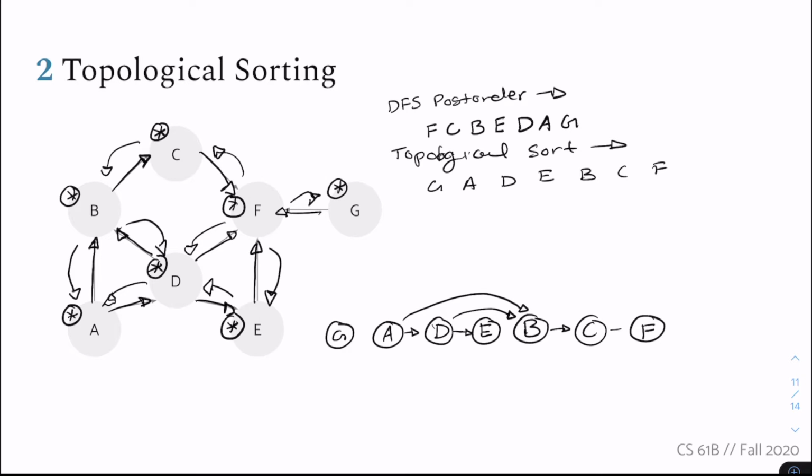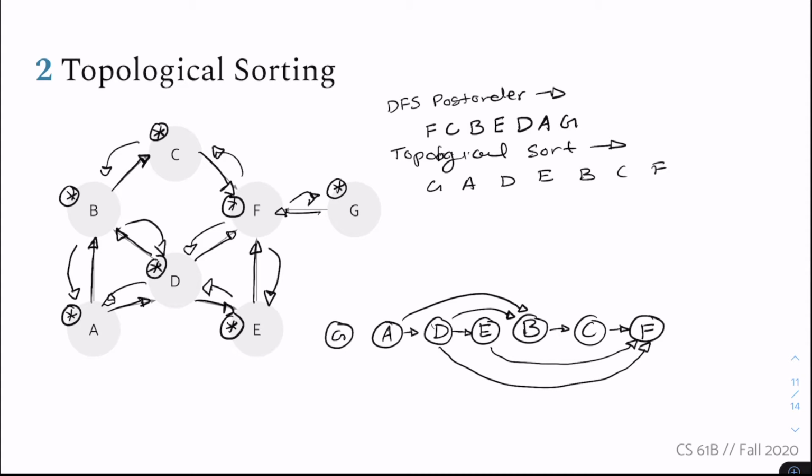It has C, it has D, it has E. I guess I should have done E first. That'd be at the inside. E, D, and G, all pointing to it. And so as you can see in this sort drawn out, all of the lines are ultimately pointing to the right, which makes it a valid topological sort.